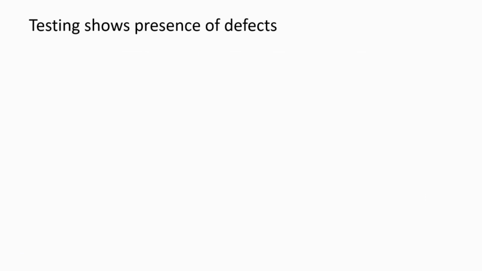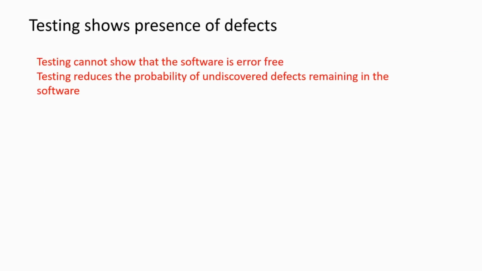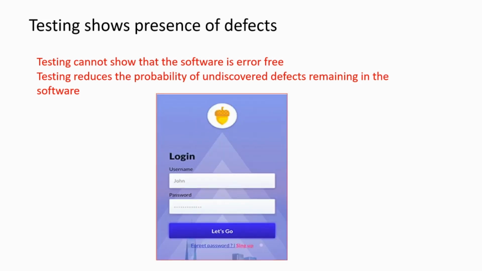Coming to the very first principle, which says testing shows presence of defects. What exactly does it mean? It means testing cannot show that the software is error-free. Testing reduces the probability of undiscovered defects remaining in the software. So in simple words, this means testing builds confidence in the mind of the team, in the mind of the organization, that end customers are very unlikely to find defects. But it doesn't mean that the software is error-free. Let's understand this concept with the help of an example.